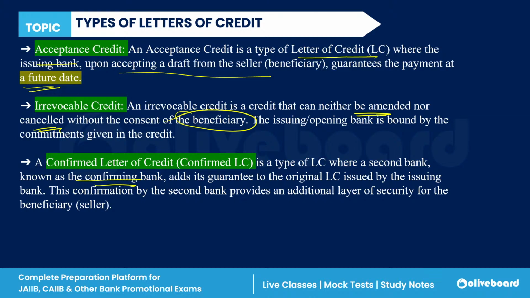So there is acceptance, which is to be paid on a future date. Everything is executed, and now the issuing bank says that okay, I will be responsible for the payment after 30 days. Irrevocable, you cannot change or cancel the letter of credit. And third, a confirmed letter of credit means that you add on an extra layer of guarantee as a confirming bank. Clear?